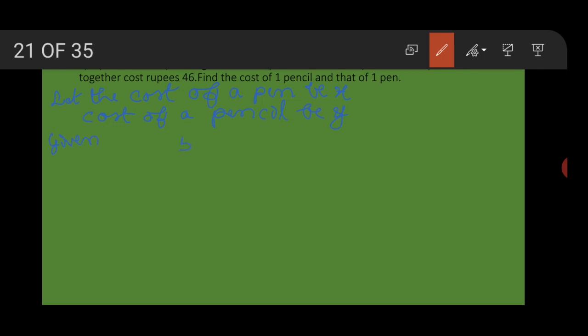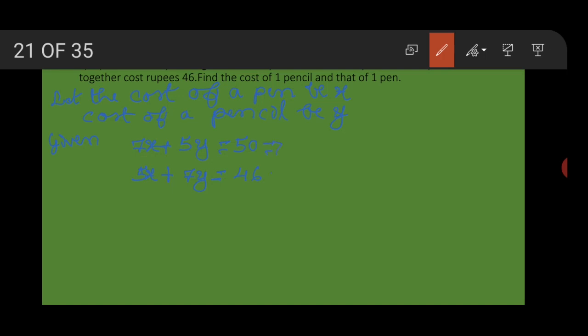Cost of 5 pencils, that is 5y, and cost of 7 pens, that is 7x, together equals what? 50 rupees. And cost of 7 pencils, 7y, and cost of 5 pens, 5x, is equal to 46. These two are the equations.